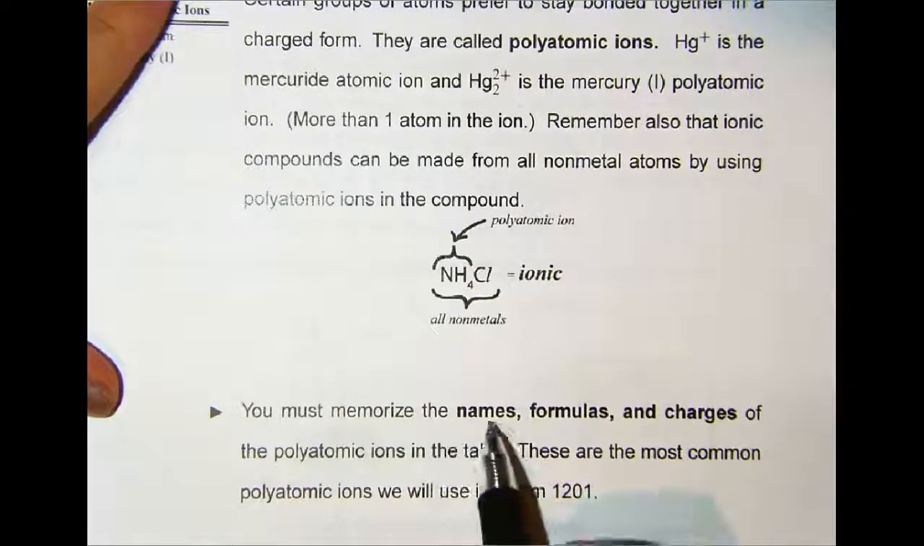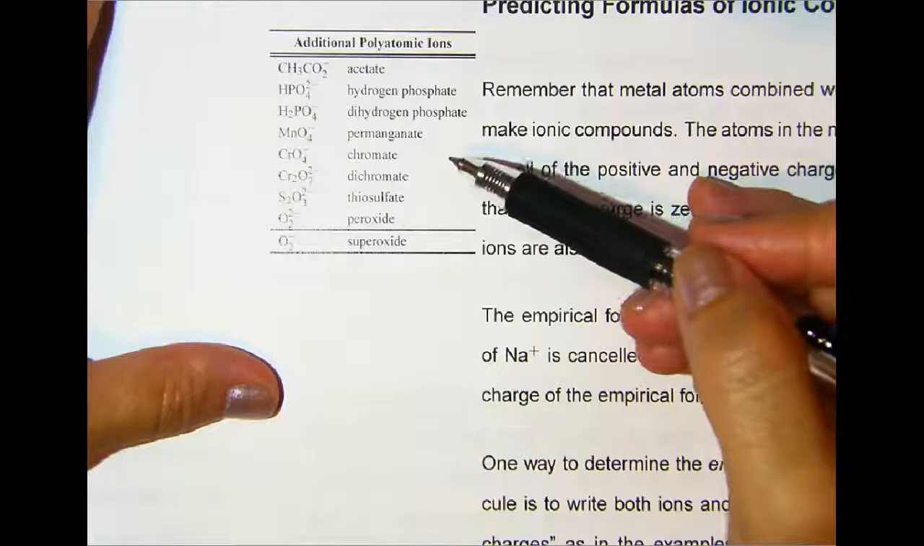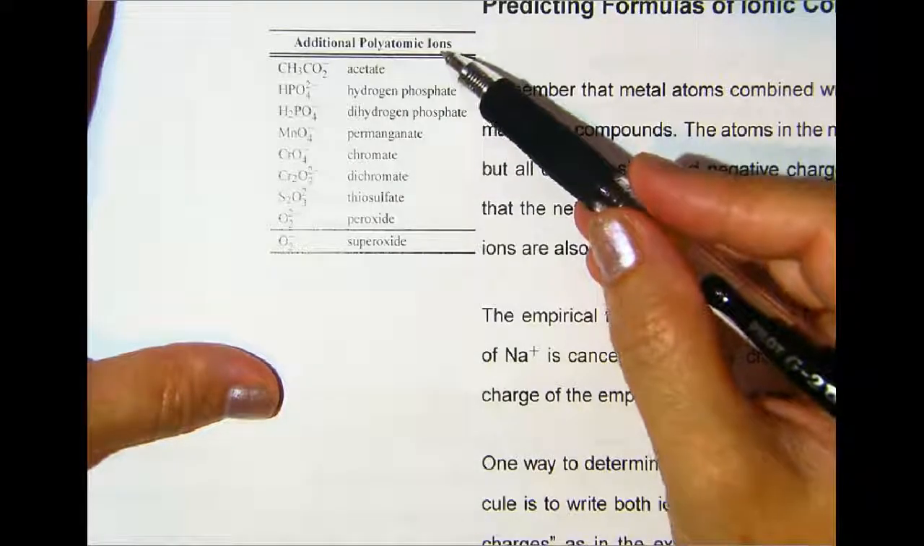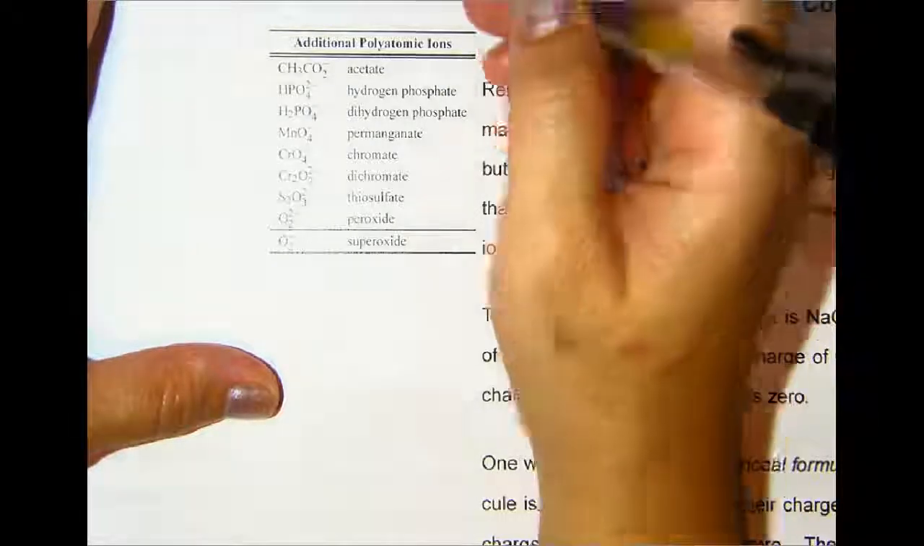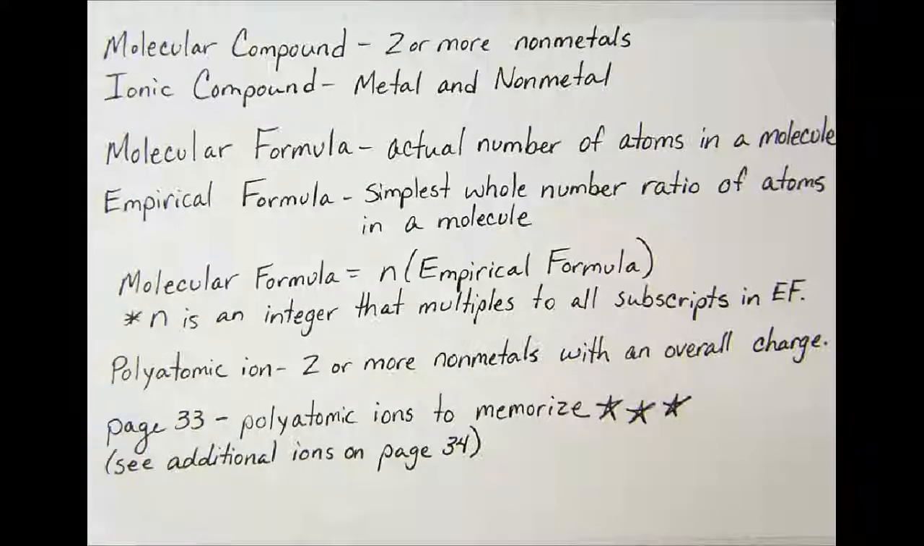You must memorize the names, formulas, and charges of the polyatomic ions in the table. These are the most common polyatomic ions we will use in Chem 1201. FYI, these are some additional polyatomic ions found on page 34 that I would also go ahead and commit to memory. Here's your note card for this section.